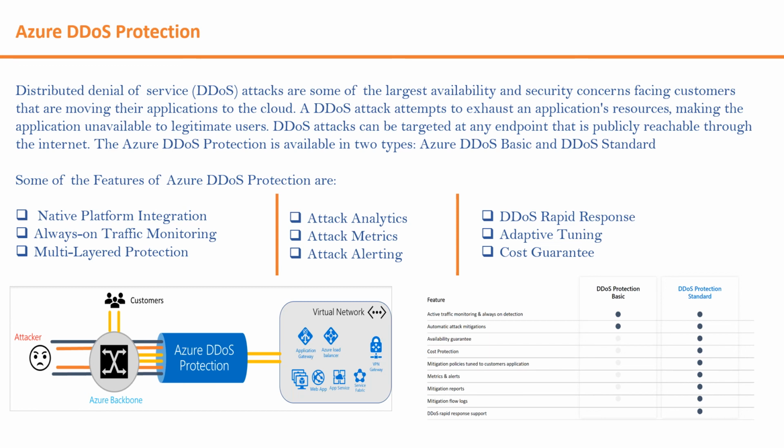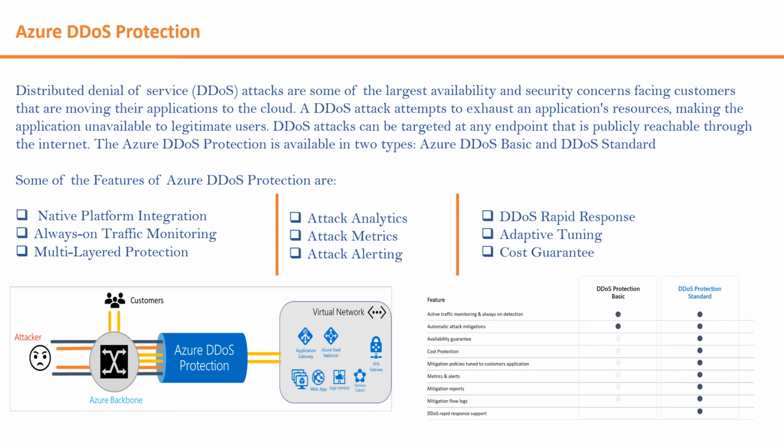DDoS Protection Basic requires no user configuration or application changes. DDoS Protection Basic helps protect all Azure services, including PaaS services like Azure DNS. Azure DDoS Protection Standard, combined with application design best practices, provides enhanced DDoS mitigation tuned to help protect your specific Azure resources in a virtual network. Protection is simple to enable on any new or existing virtual network, and it requires no application or resource changes. Some of the features of Azure DDoS protection are native platform integration. Natively integrated into Azure, it includes configuration through the Azure portal.